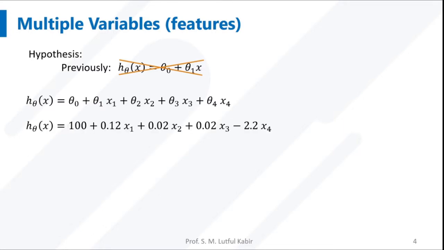So let us take an example. h(x) is 100 plus 0.12 x1, plus 0.02 x2, plus 0.02 x3, minus 2.2 x4. In this example, x1 is the size of the house, which is actually area, and the constant for x1, which is the parameter for x1, is 0.12, and x2 is the number of bedrooms, 0.02. So this parameter actually determines the influence of the number of bedrooms on the price. What the influence of bedrooms on the price is, is determined by the parameter.